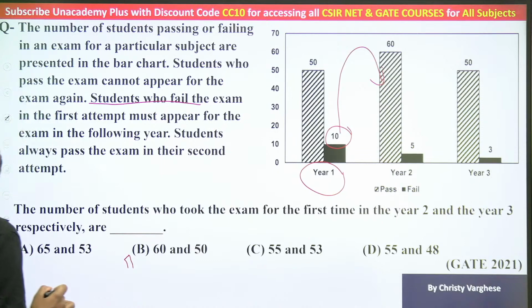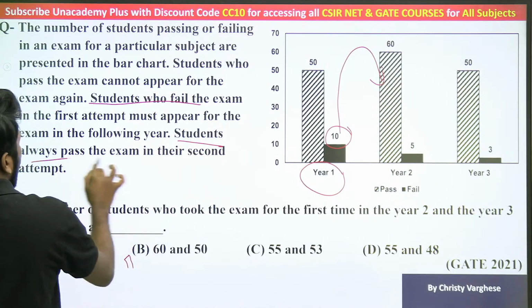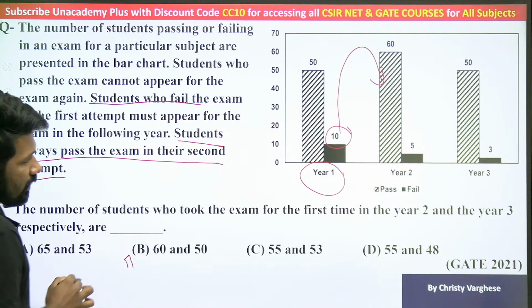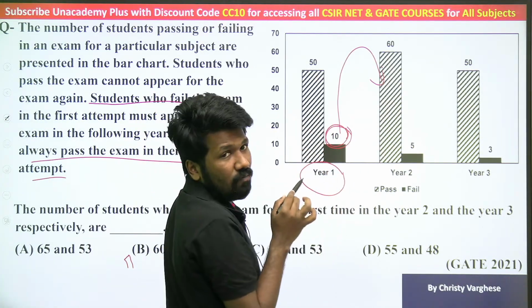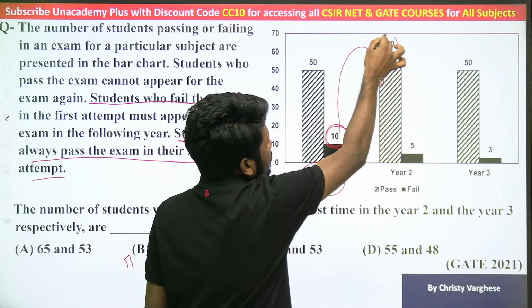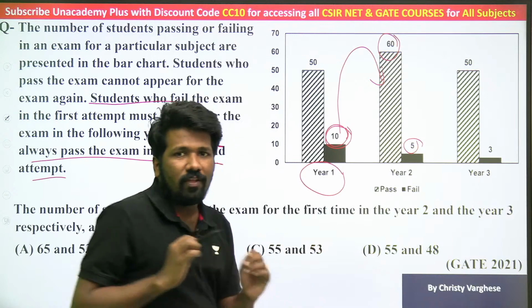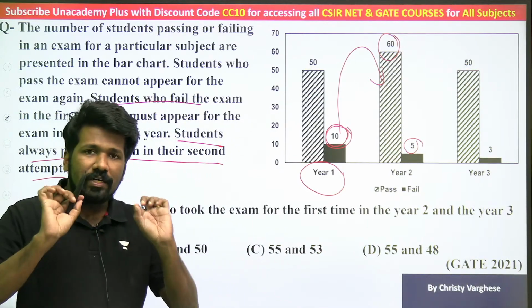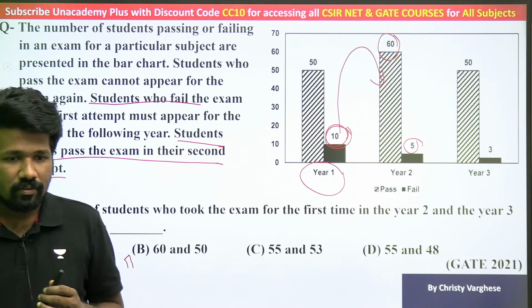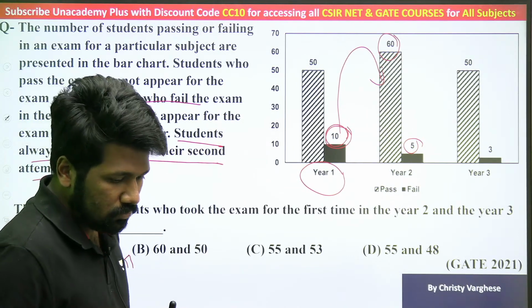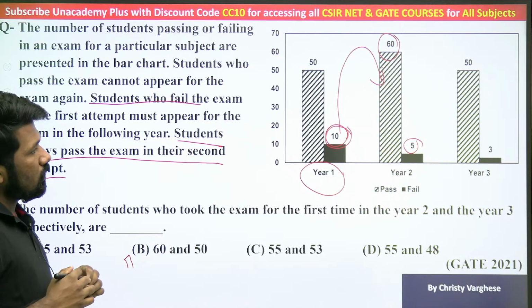And one more thing is told: students always pass the exam in their second attempt. That means year 1 failed students, here 10 students, right? Those 10 students will definitely be in year 2's 60. They will not be coming in this 5, because if they fail in the first year, they will pass in the second year. That is the meaning of the question. Did you all understand that? Please respond.